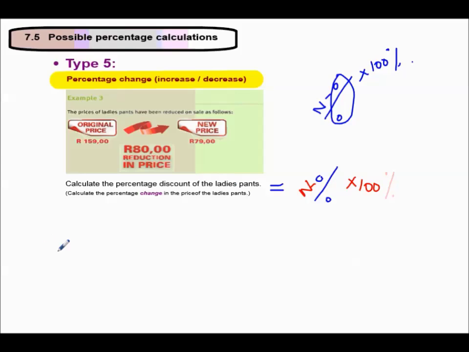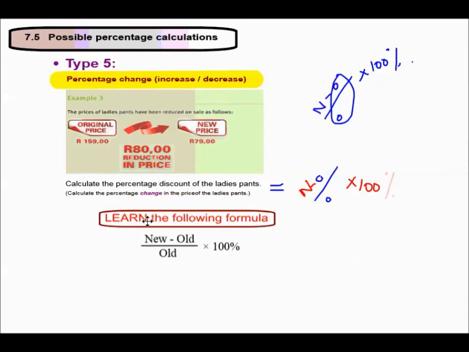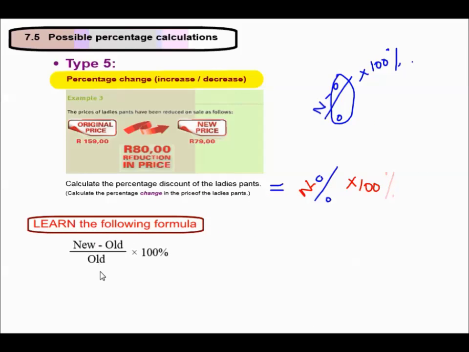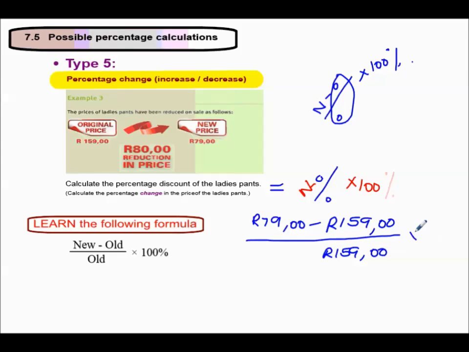So to do percentage change, I'm going to use the formula, and you have to learn this formula. New minus old over old. So my new price is 79 Rand, minus my old price, which was 159 Rand, over my old price, which was 159 Rand. And I'm going to multiply that by 100%.